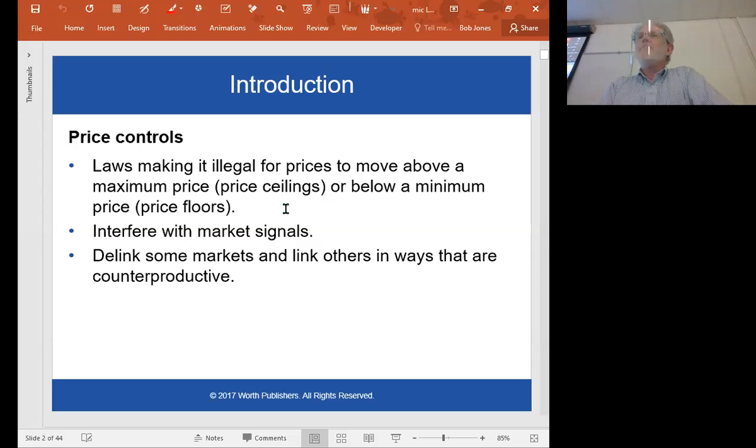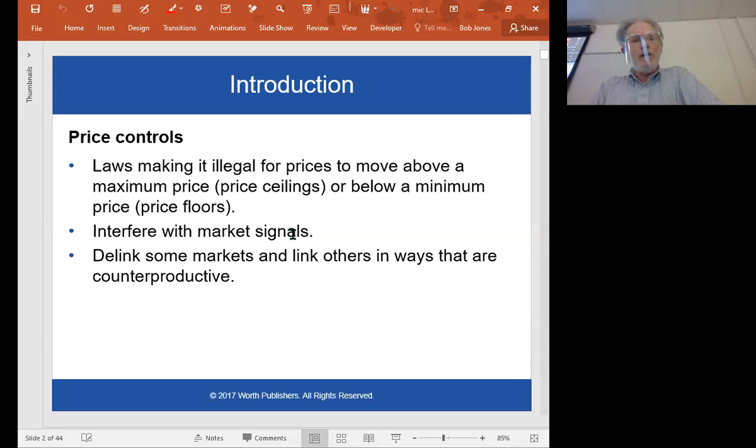And if you've been following what we've said so far, prices communicate signals, or prices are signals. They communicate information, they create incentives. They enable us to get an allocation of resources that is efficient, where the gains from trade are at a maximum. That's what the price mechanism does. When you have price controls, the government is saying, we're not going to let the price mechanism work. The government is saying, we think we know better what the price of things should be than does the market. These controls interfere with market signals.